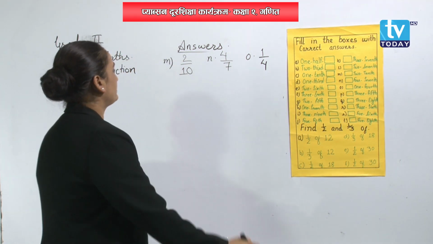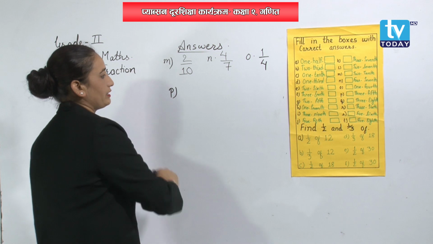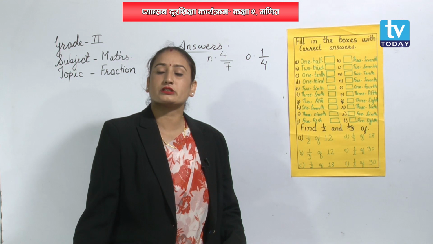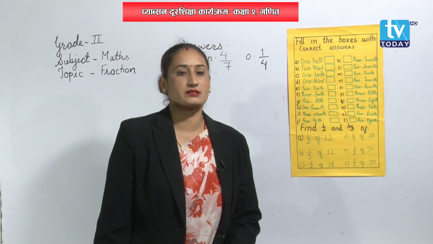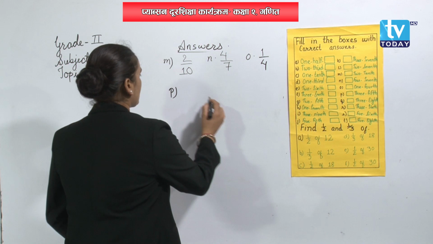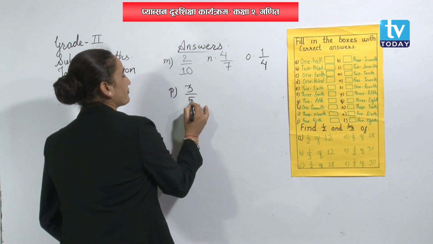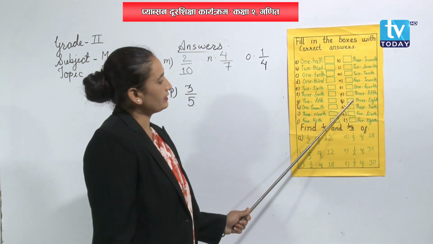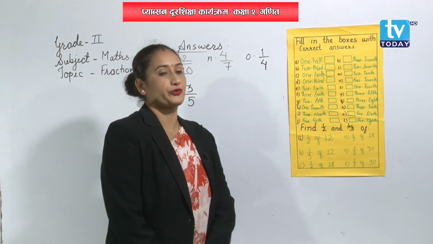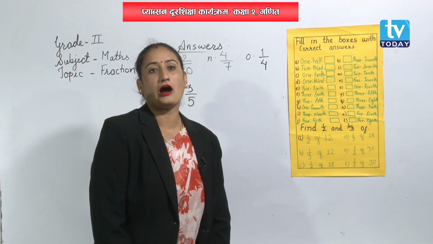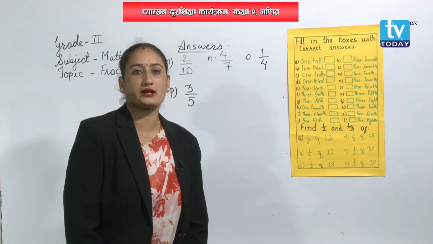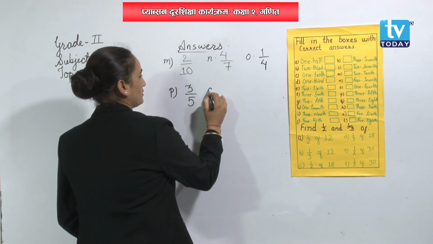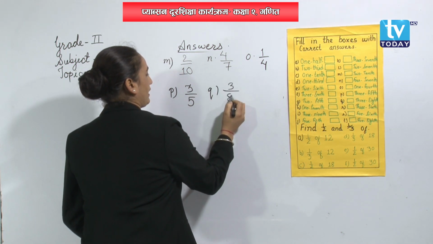Now, it's time for P number. Have a look at P number. 3/5. Out of 5 parts, 3 parts are shaded. So, write down here 3 by 5. Done? Good. Now, here in Q number, 3/8. Out of 8 parts, how many parts are shaded over here? It's 3. So, write down 3 by 8.